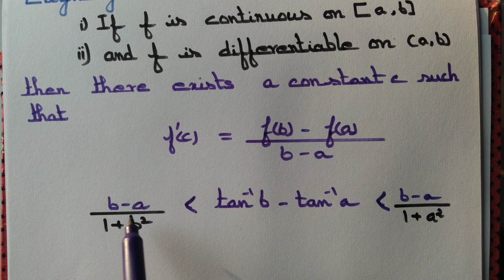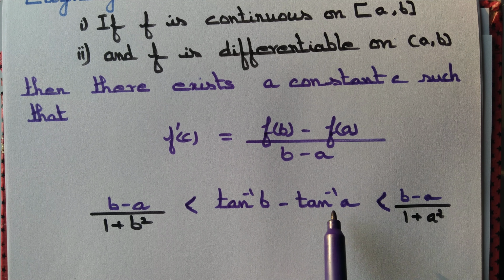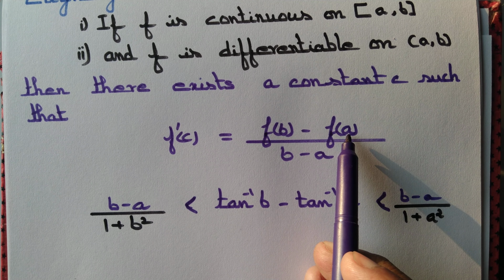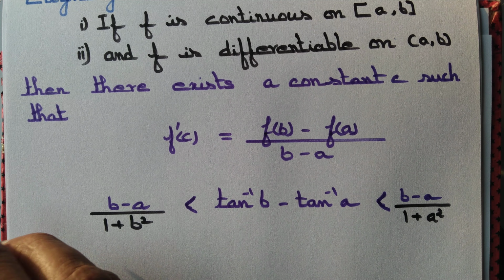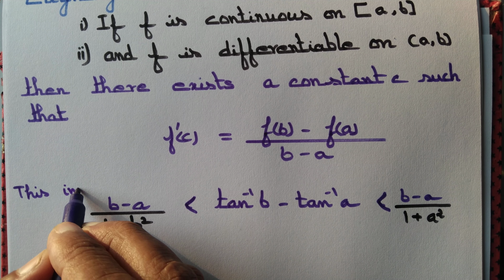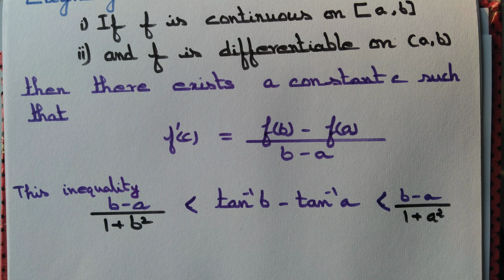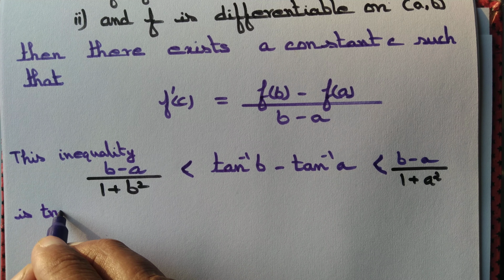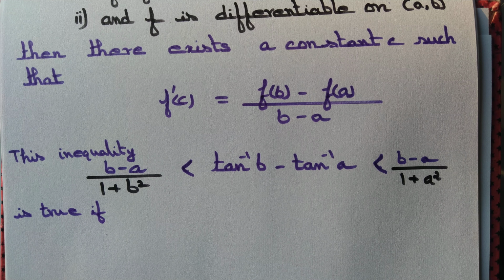Now we want to prove this inequality. You see that we got something like f of b minus f of a, but we want f of b minus f of a by b minus a. So this inequality is true if, let's divide throughout by b minus a.